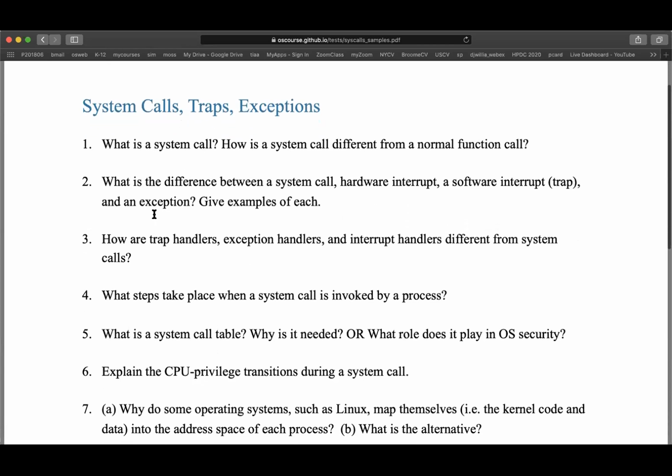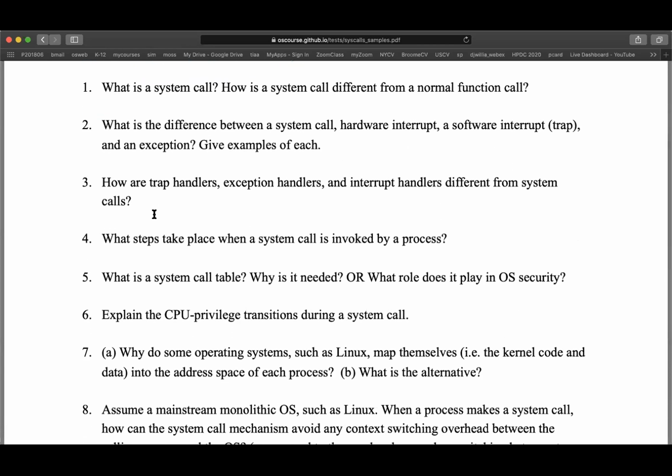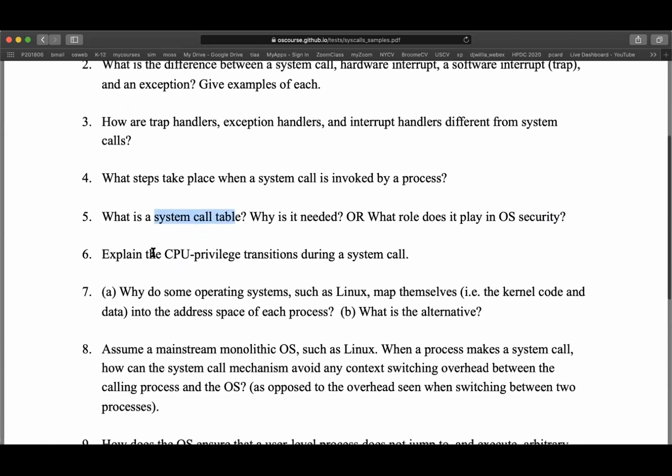So, how do system calls work? What is a system call table? For every system call, there's a system call number, so the OS has to look up where the corresponding implementation for the system call is. This is something called a system call table. And how is the CPU privilege affected when you make system calls? You transition from user space into supervisor or OS mode and then back. So you need to perform a safe transition between these two modes.